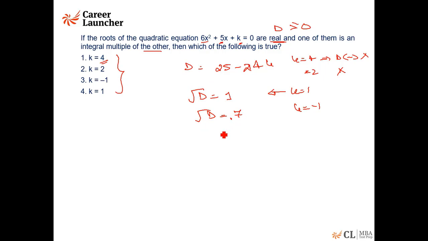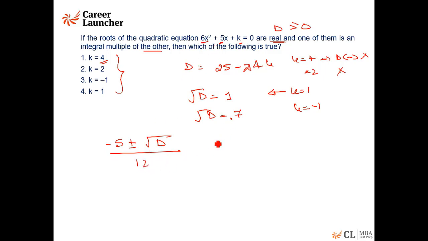Okay, here D is 49, so under root D will be 7. So what are the roots going to be? The roots are minus B, which means minus 5, plus minus under root of D, upon 2A. A is 6, so 12.